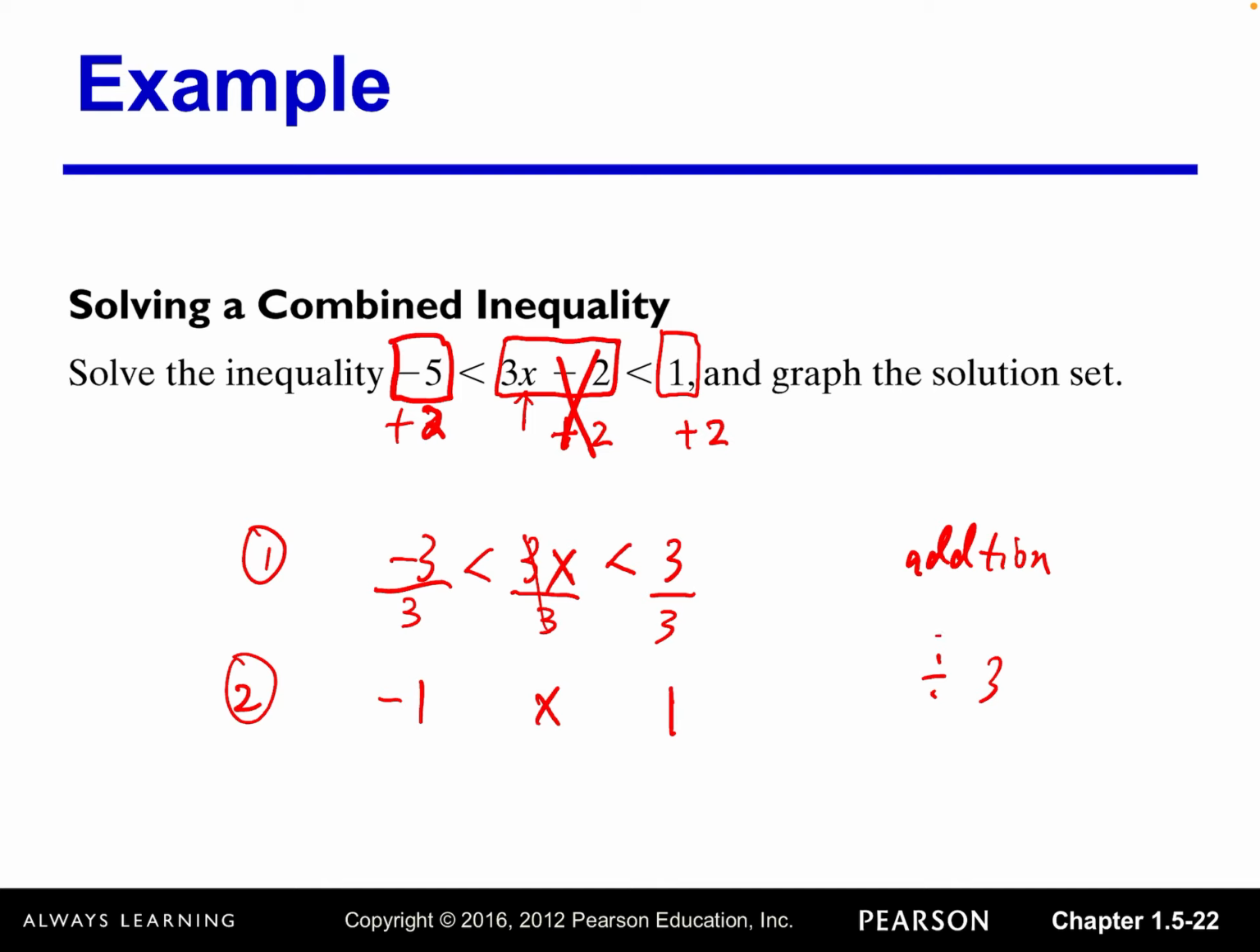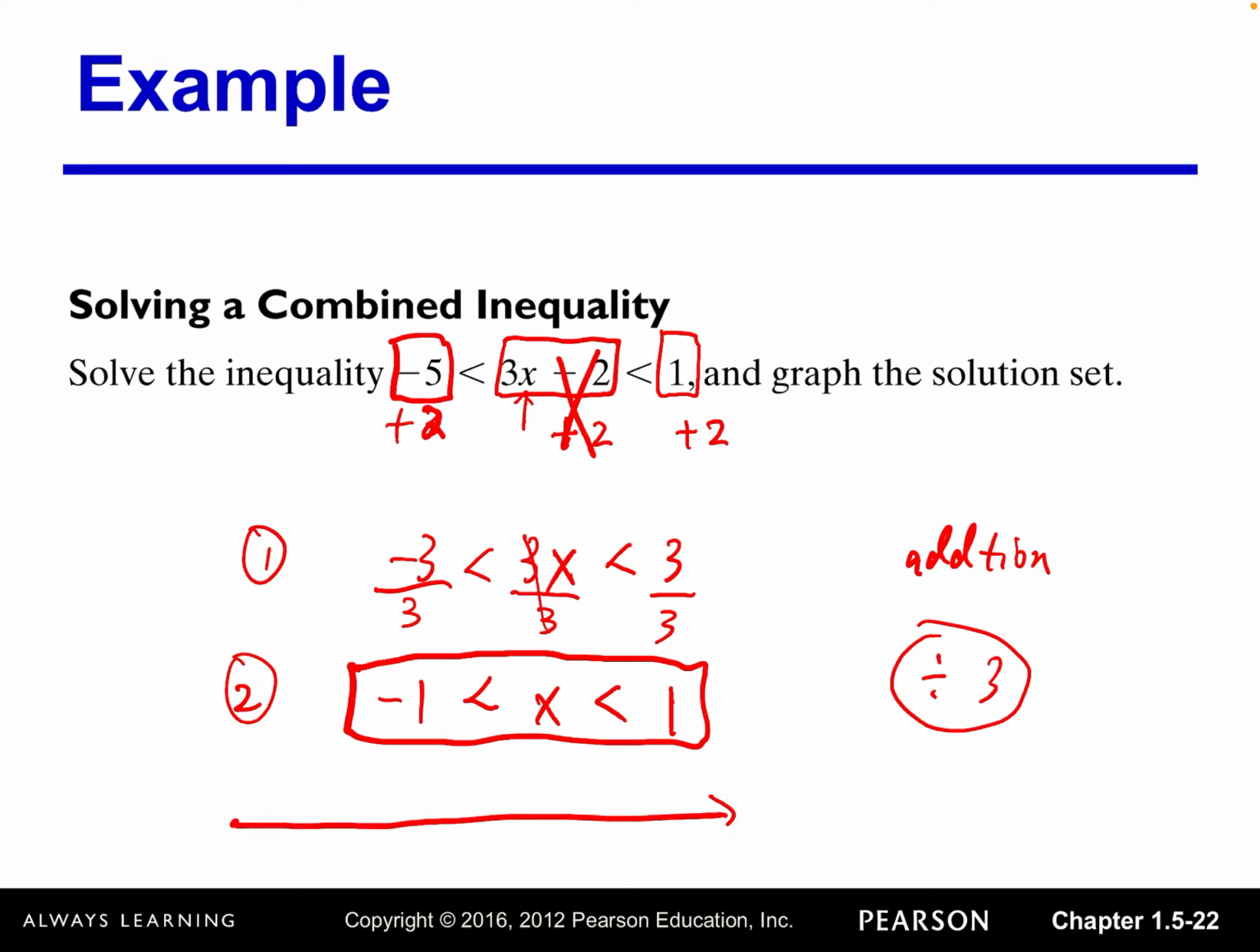So now we need to decide whether the symbol should stay the same or flip direction. All 3 sides are divided by a positive number, so the symbol should stay the same. That's how I got the solution, which is still a combined inequality.